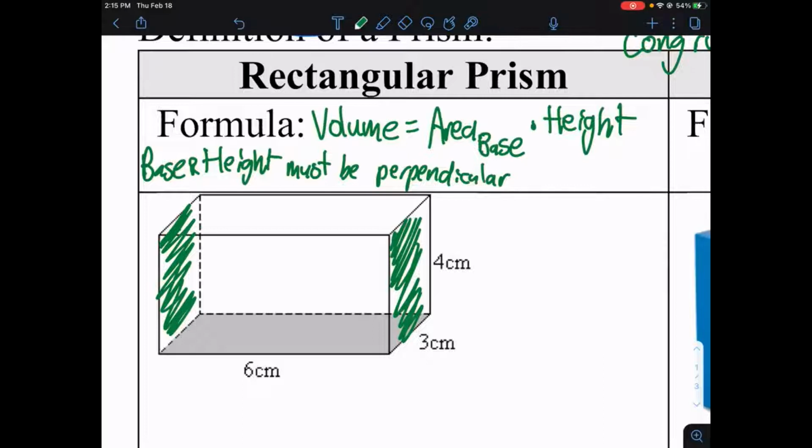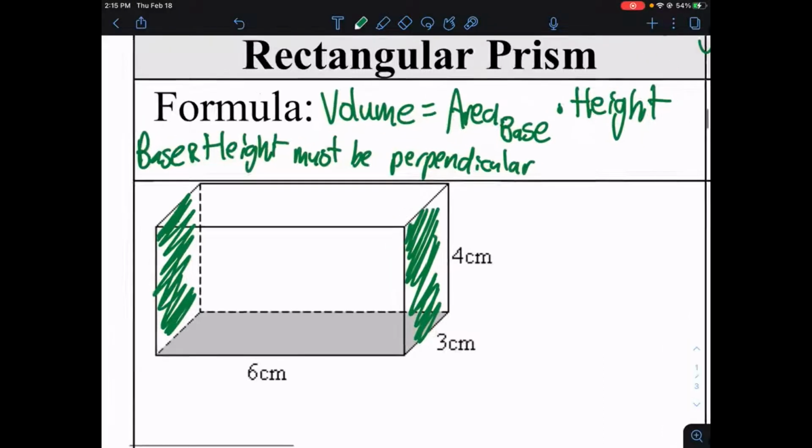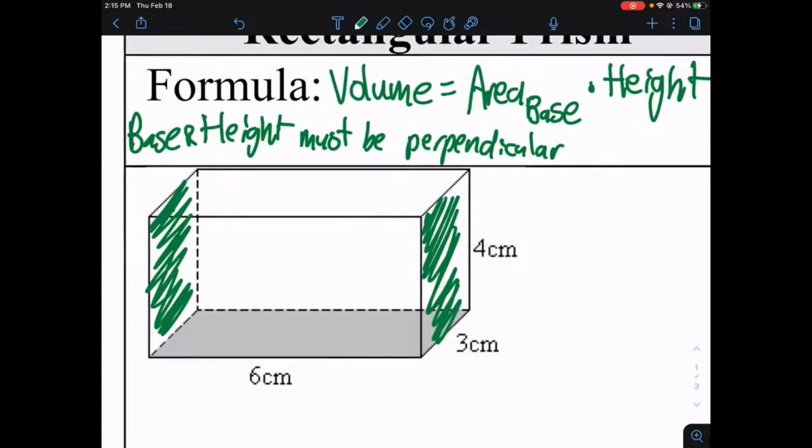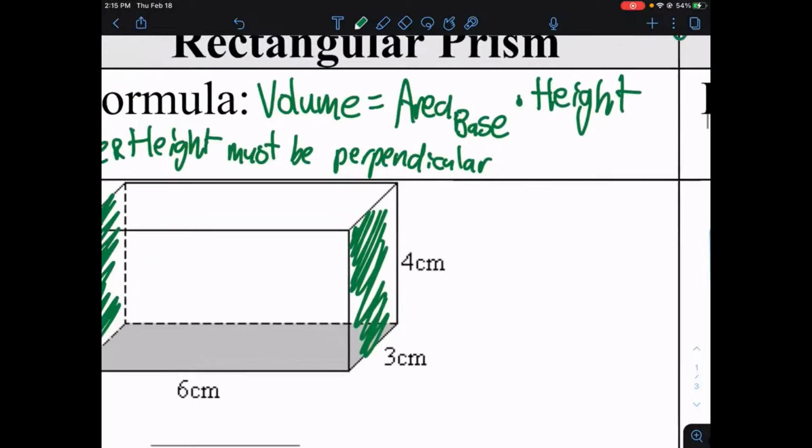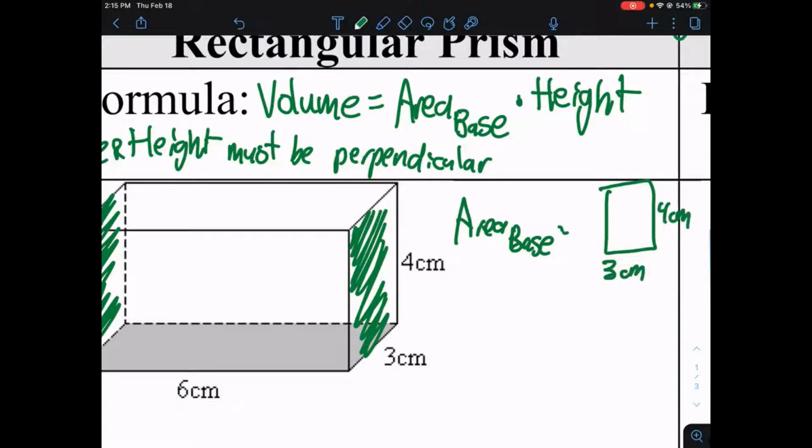Okay, so for example, let's look at this shape below. Okay, so again, I've already shaded in the left and the right faces. So in order to get the volume, I first need to know the area of the bases. Okay, so this base is sort of slanted because we're looking at it diagonally, but hopefully you can see it's a rectangle. Right, so just like we did above, we would multiply 3 centimeters by 4 centimeters. Okay, so the area of the base is 12 centimeters squared.